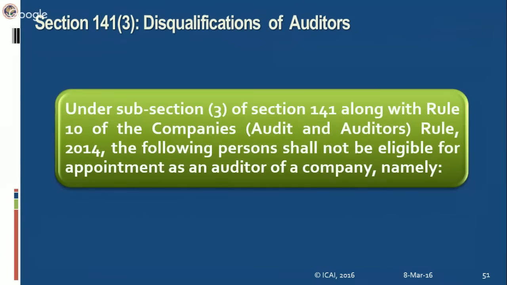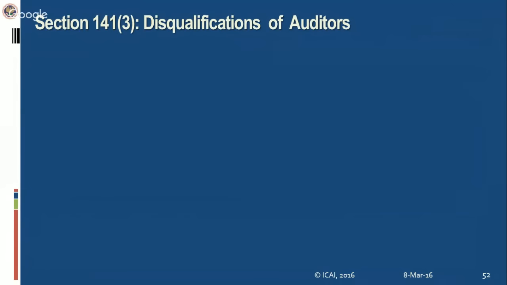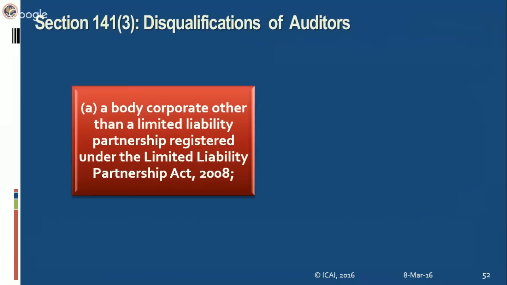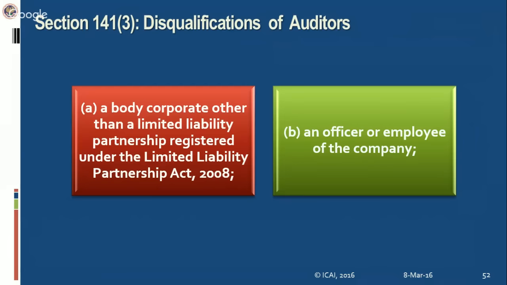Under section 141, subsection 3, this has to be read along with rule 10. The following persons shall not be eligible for appointment as an auditor of a company. Namely, a body corporate is never allowed, other than an LLP registered under the LLP Act. So a body corporate is disqualified. An officer or employee of the company is disqualified.